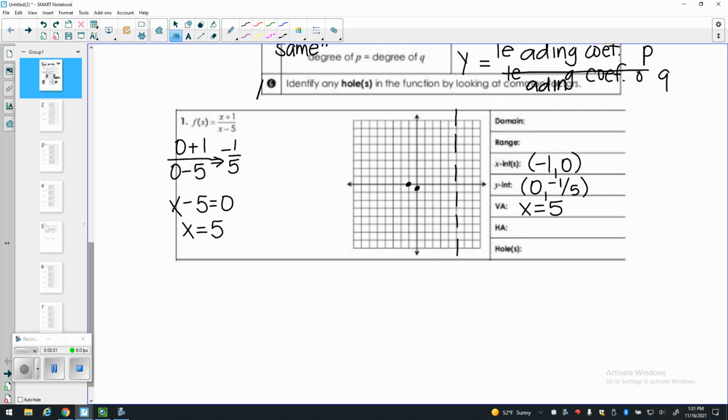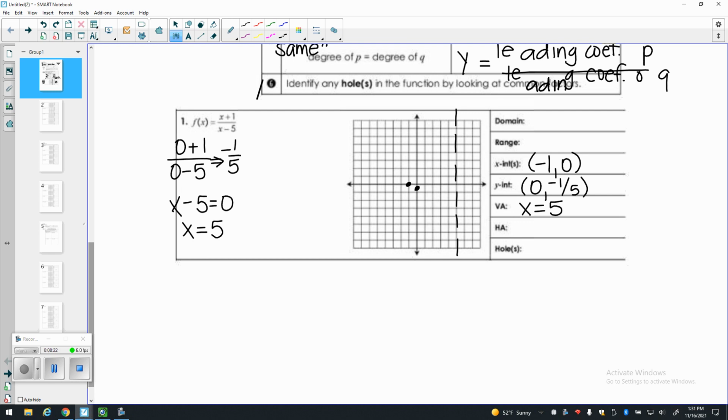Step 5. It's your horizontal asymptote. So now look, what's the degree of my numerator? 1. Largest exponent, right? What's the degree of my denominator? Also 1. So is it top heavy, is it bottom heavy, or is it the same?